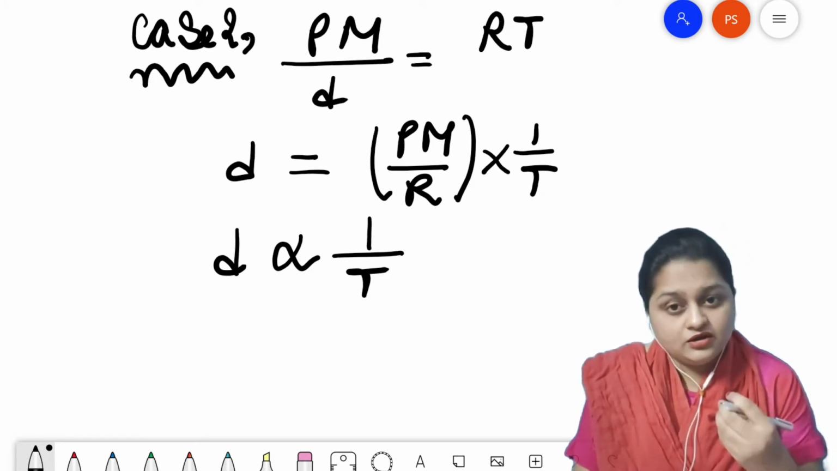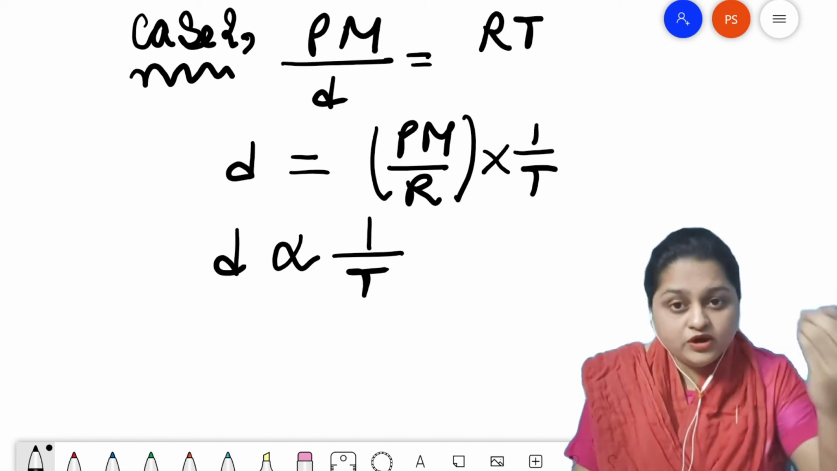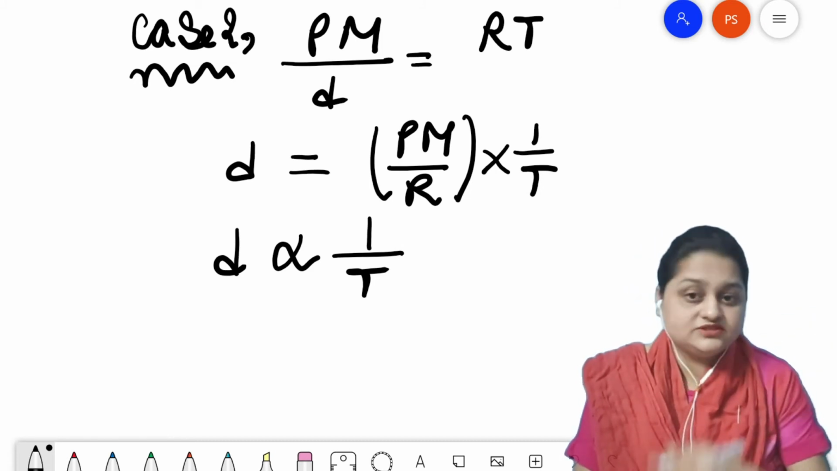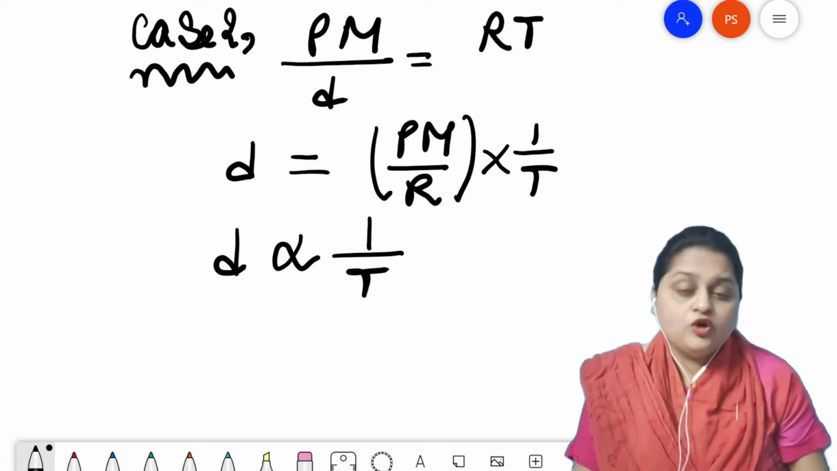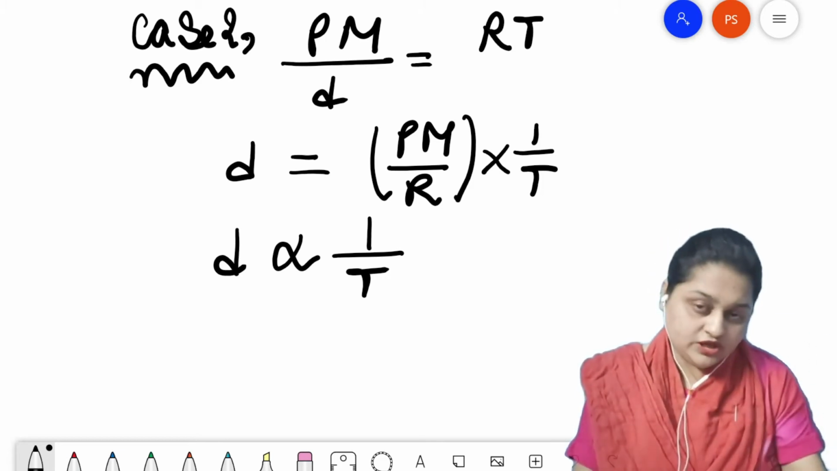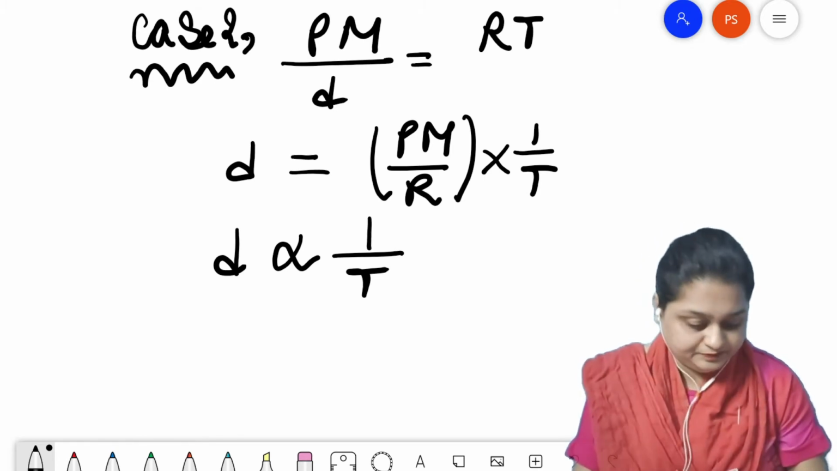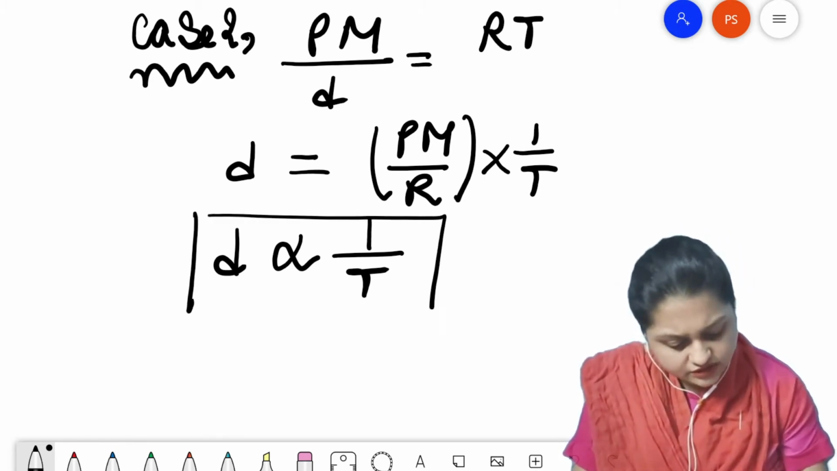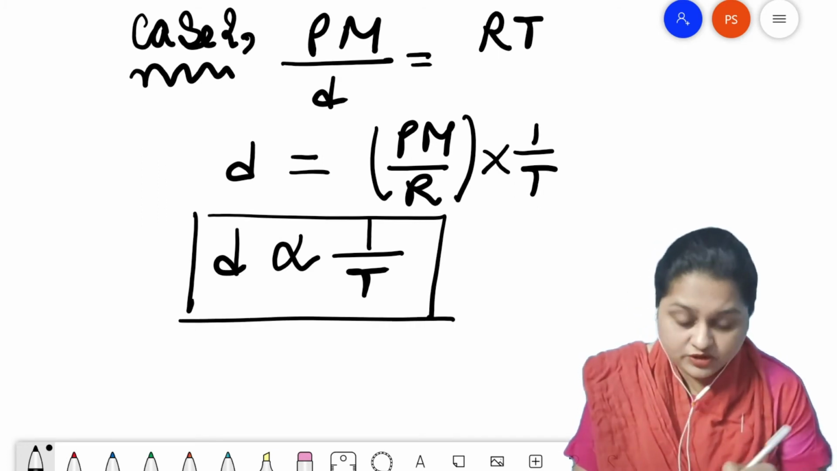That's why a balloon filled with hot air can go upward in the atmosphere, because the surrounding air is much cooler compared to the hot air inside the balloon, which is less dense compared to the surrounding, more dense air. So, this is the second case that can be derived from the particular equation.